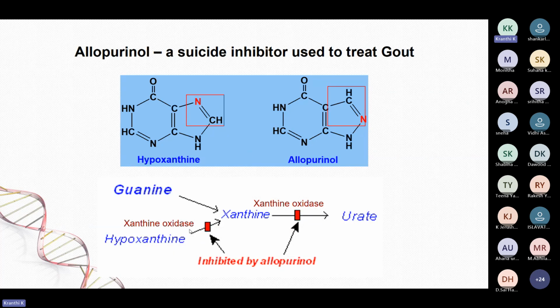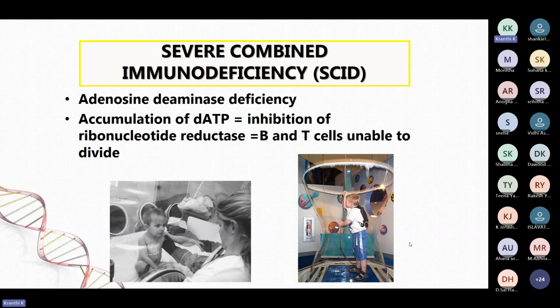See, xanthine oxidase, xanthine, urate. Usually this xanthine will finally be converted to uric acid. When you see the degradation, hypoxanthine goes to xanthine, then xanthine to uric acid will form, right? So to stop the formation of uric acid, allopurinol is inhibiting the action of this enzyme that converts xanthine to uric acid, which is the end product.